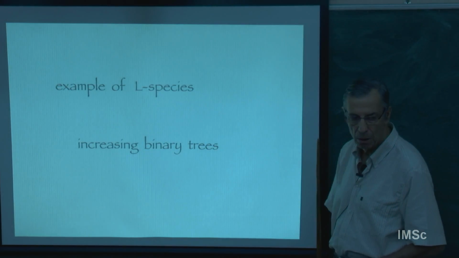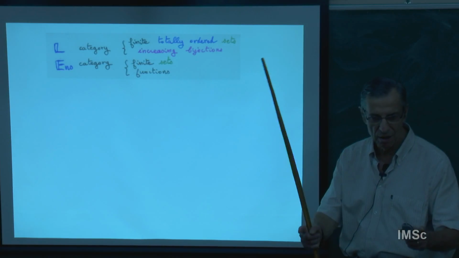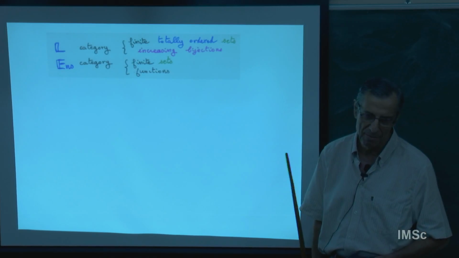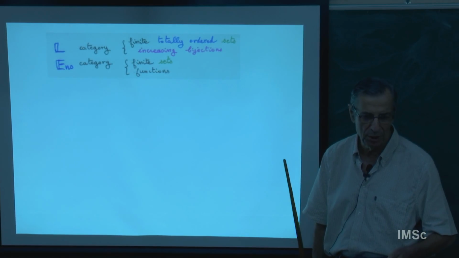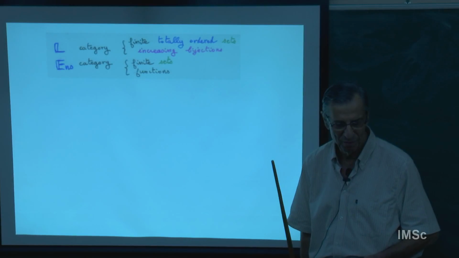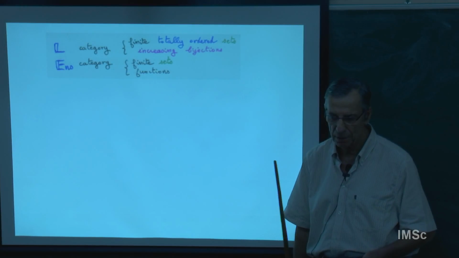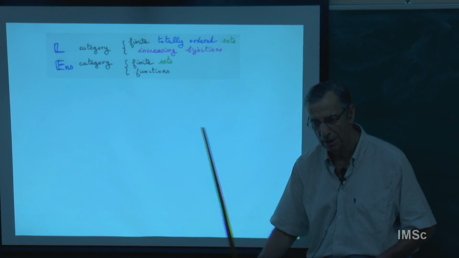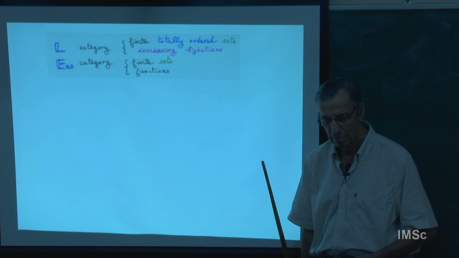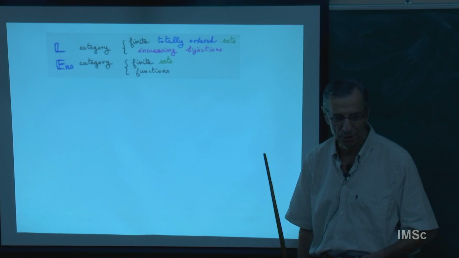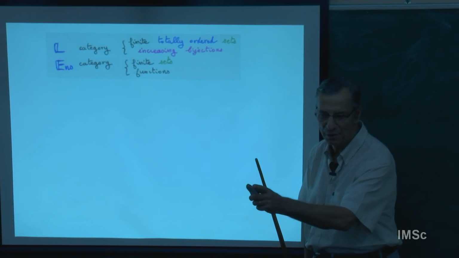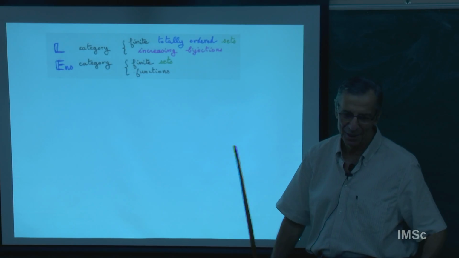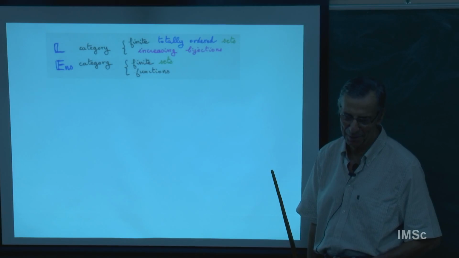So an increasing bijection is one such that as soon as A is less than B, then f of A is less than f of B. It preserves the total order. The order is preserved. If A is less than B, then f of A must be less than f of B. And the bijection is totally ordered. So for example, if you take 1, 2, 3, 4, 5, you can have the bijection with A, B, C, D, F, then that is an increasing bijection.